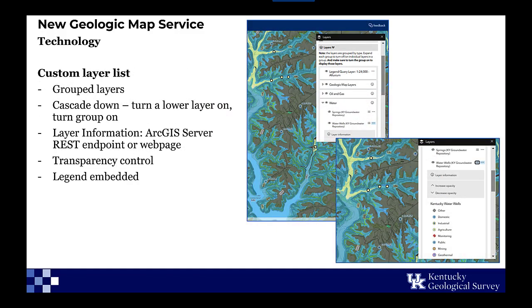And so we have a custom layer list with grouped layers. We can group all those 57 layers and organize them so oil and gas are together, water are together, the geologic map layers are together. We can also provide links to metadata or the ArcGIS REST endpoint or a web page, provide transparency control, and even just embed the legend right within the layer list. So that's a really nice experience where it doesn't make those 57 layers overwhelming to users.